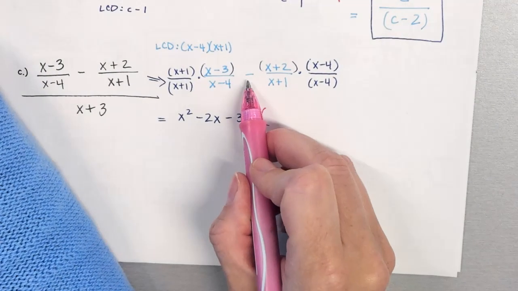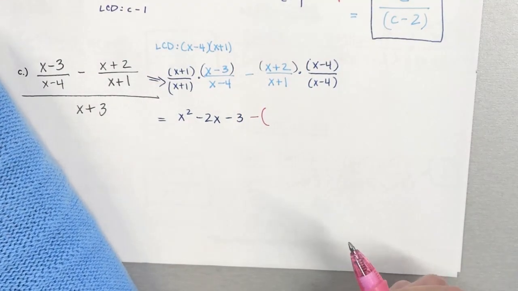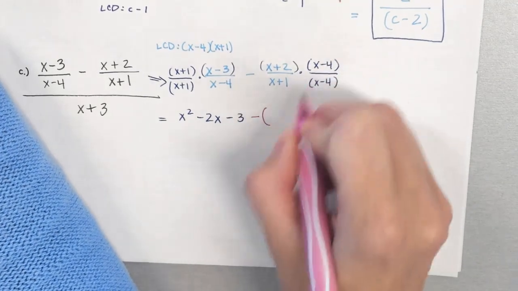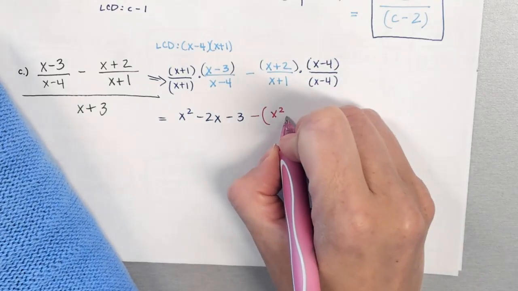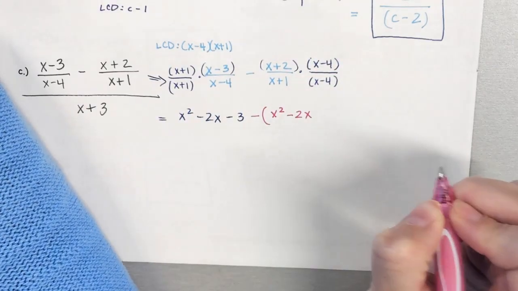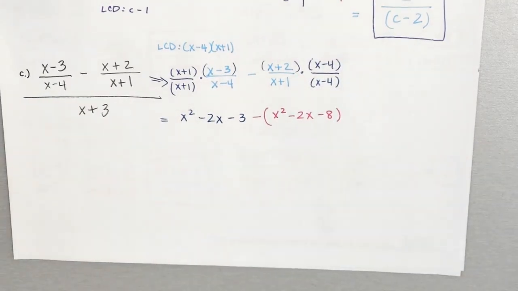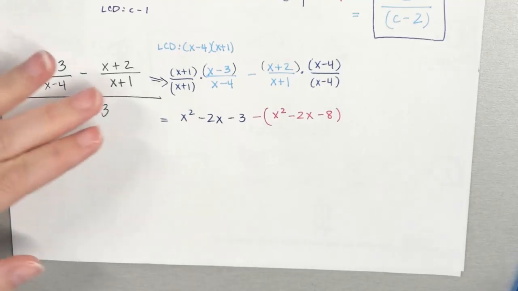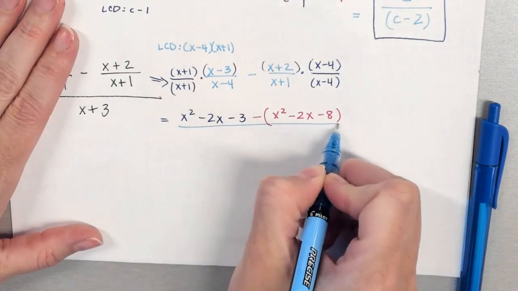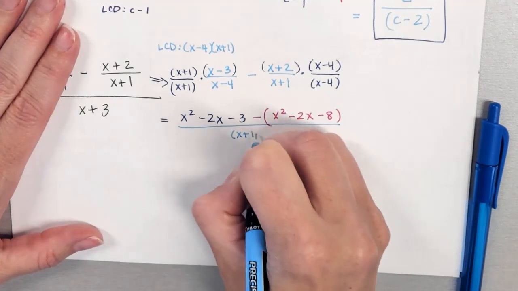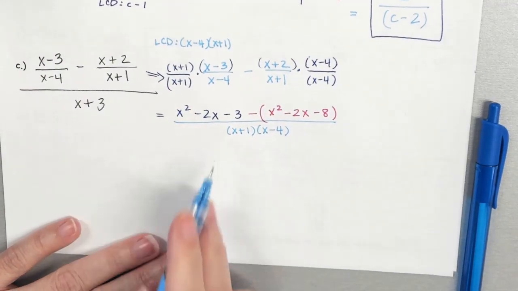Okay, you could also distribute ahead of time and make it negative x minus 2 and then FOIL. That would be another option. So x times x is x squared. Inside I have 2x, outside I have negative 4x, so this would be negative 2x. And then 2 times negative 4 is negative 8. Okay, and then all of that is over the LCD. So all of that is over x plus 1 times x minus 4. Okay, so this is all the numerator.